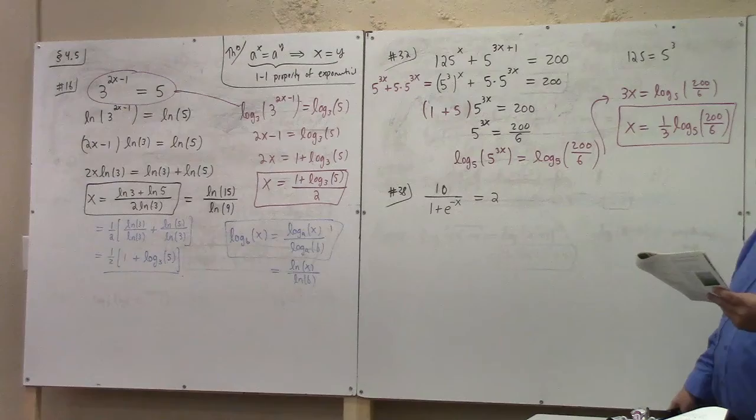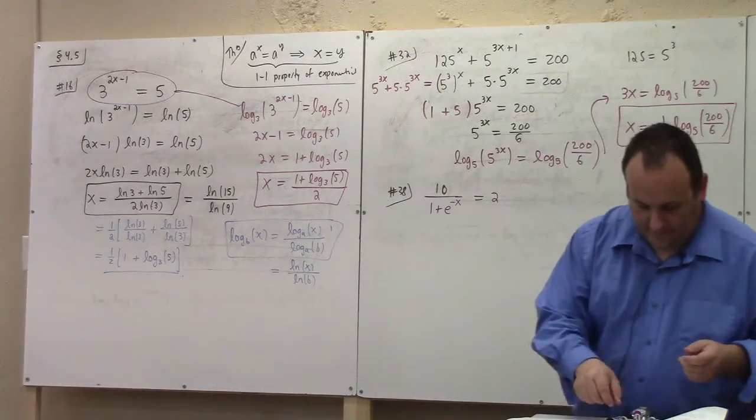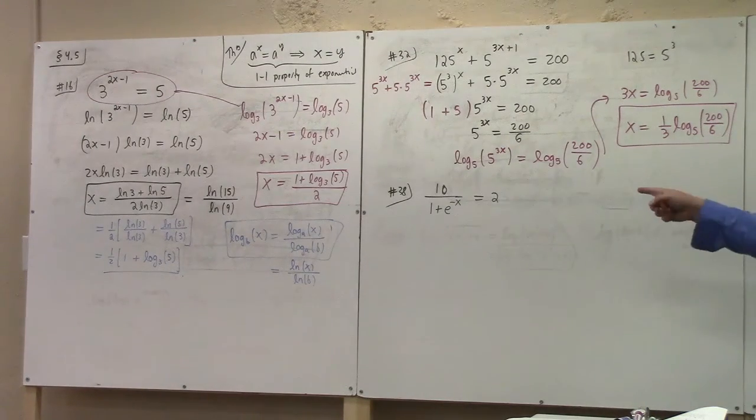Just counting ballots. I don't know. Let's see here. 10 over 1 plus e to the minus x. Oh, I forgot I had this problem to solve.